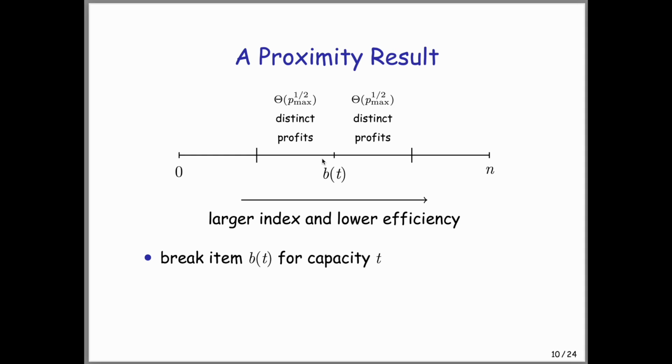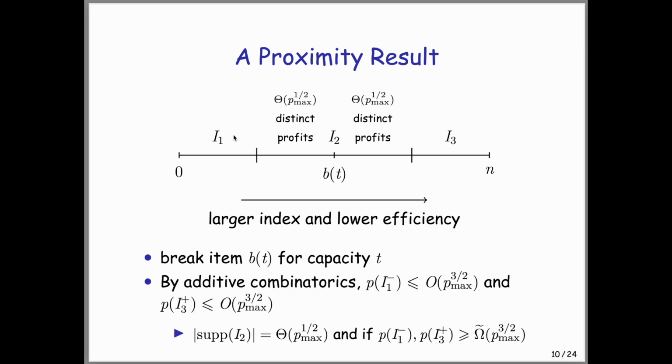We let these items be I2, the items with high efficiency be I1, and the items with low efficiency be I3. Using the additive combinatorial result, we show that the total weight of items in I1 but not in the optimal solution is at most P raised to the power of 3/2. And similarly for the items that are in I3 and also in the optimal solution.